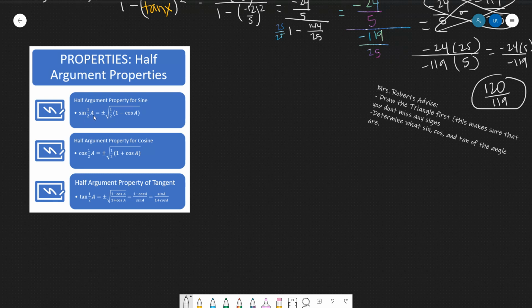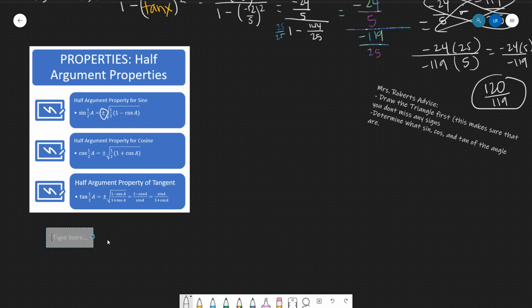So we have sine of the half argument is going to be plus or minus the square root of 1/2, 1 minus cosine of A. This plus or minus is a little bit different than before. This plus or minus is actually ambiguous. You have to pick which one it's going to be. And let me tell you how you'll pick.